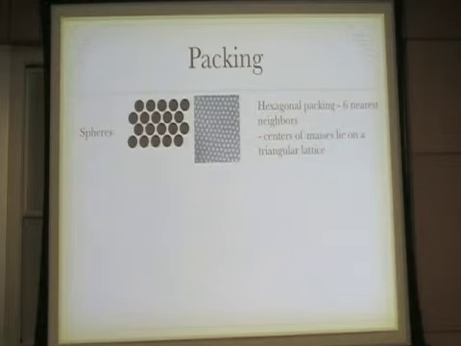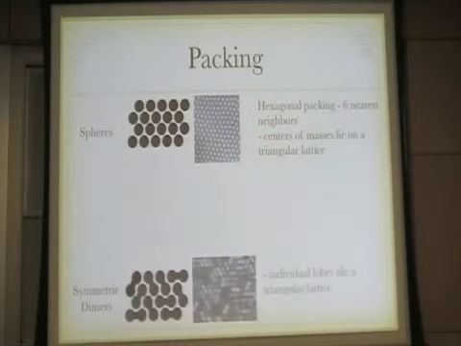Next, we take the next step up and go to symmetrical dimers. In a symmetrical dimer, each lobe looks like a sphere itself, so you can expect each individual lobe to pack, to tile, like spheres. And in fact, we find that they do. The individual lobes of the symmetric dimers do tile a triangular lattice, and that's what Sharon is studying.